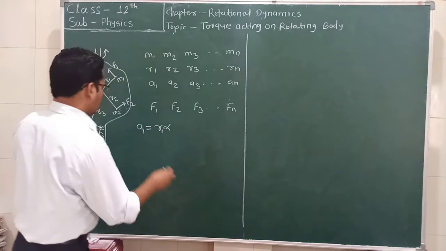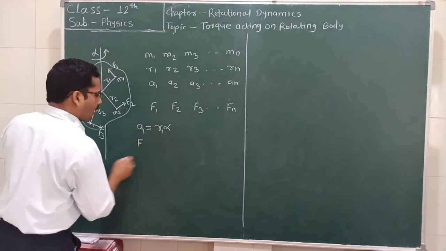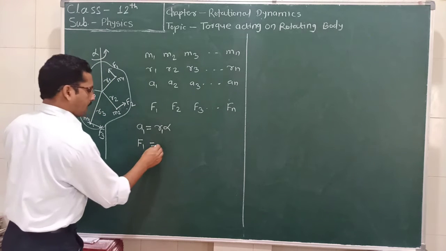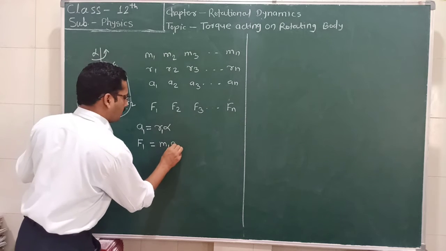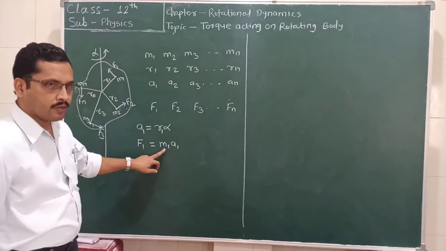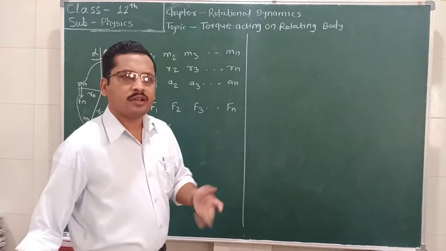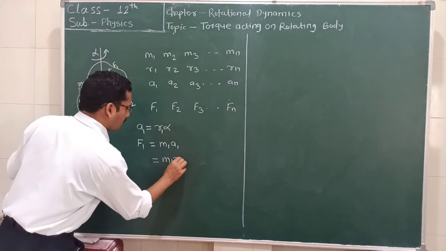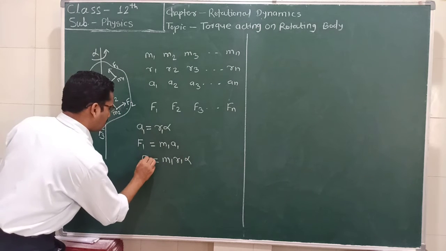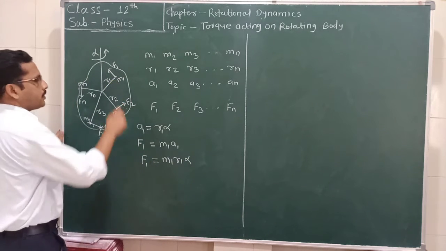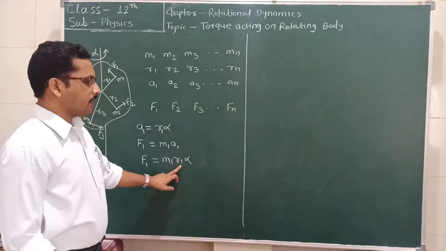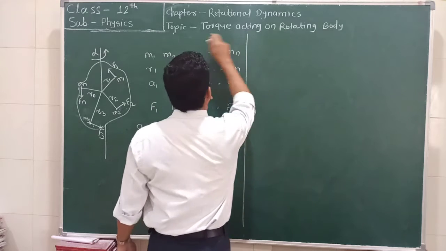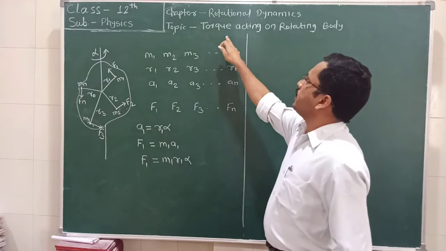Similarly, now we can determine the force acting on the first particle, F1, and this F1 is equal to mass multiplied by acceleration: the mass of the first particle and the linear acceleration of the first particle. We can write it as m1 r1 alpha. This is the force acting on the first particle with mass m1 at distance r1 from the axis of rotation. Now, in this section we are going to derive the relation for torque.